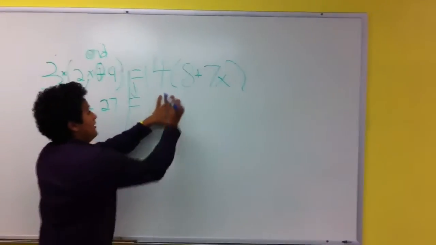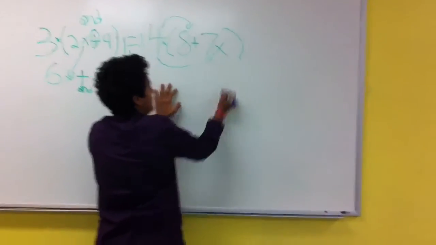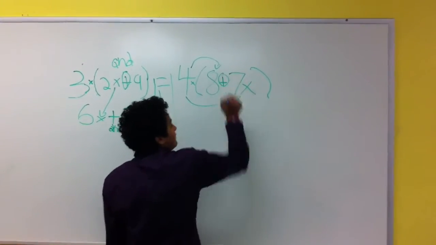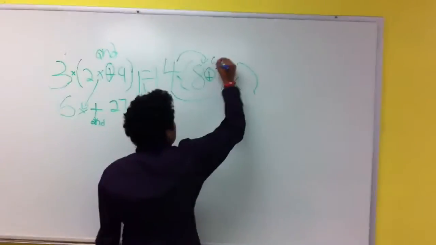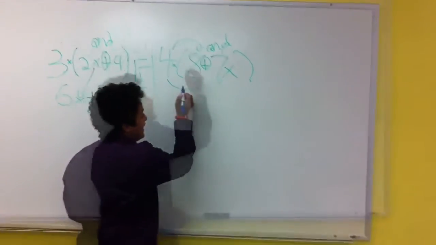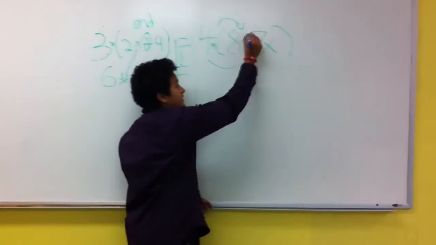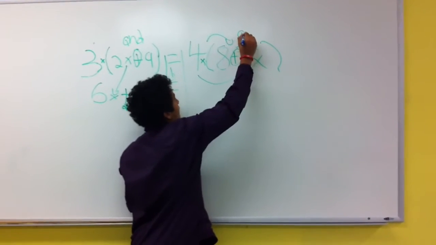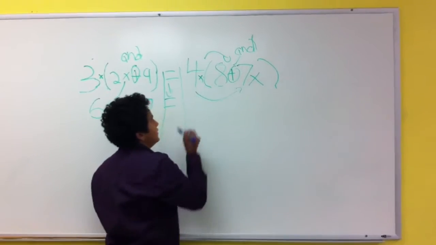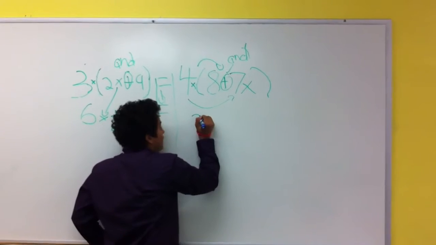So you do 4 times 8, and then 4 times 7x. See, these are still both positive numbers, and remember, this plus symbol is really and. So just don't worry about it. So 4 times 8, 4 times 7x. Remember, don't worry about this plus symbol. That symbol really just means and. Okay? So 4 times 8 equals 32. So you're going to write down 32.